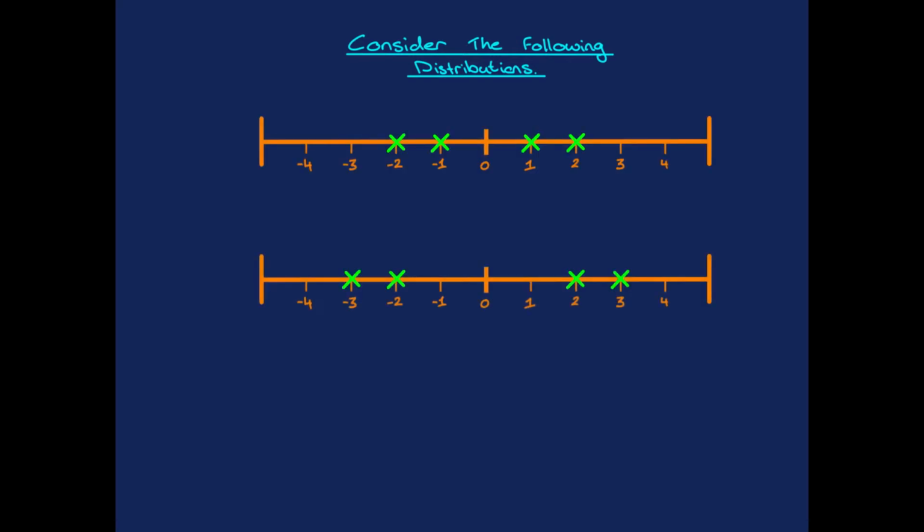Consider the following distributions. All three have the same mean or average value, but the data is distributed very differently. In the first, it's very bunched up. In the second, it's a bit more spread out. And in the third, the data is very spread out. So how do we quantify this?